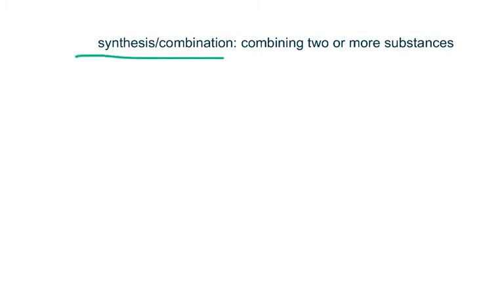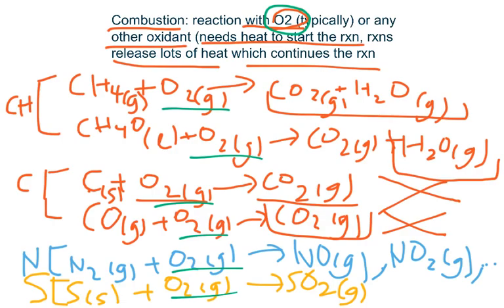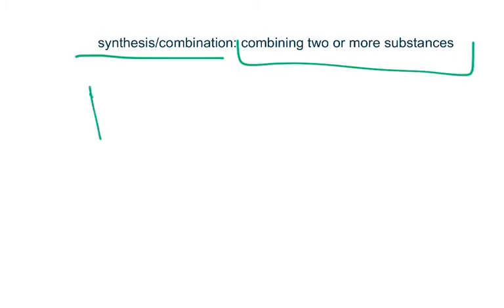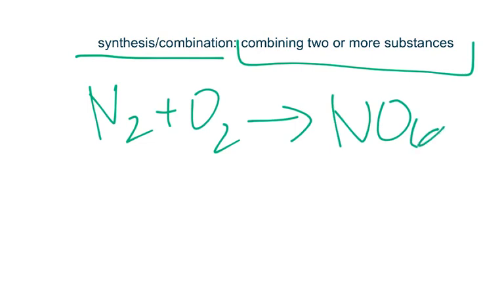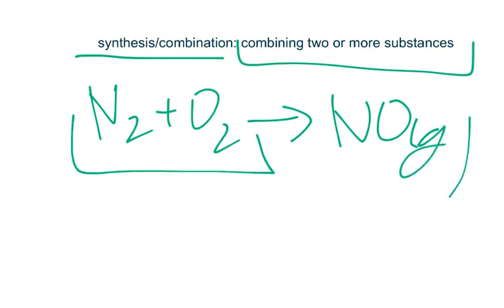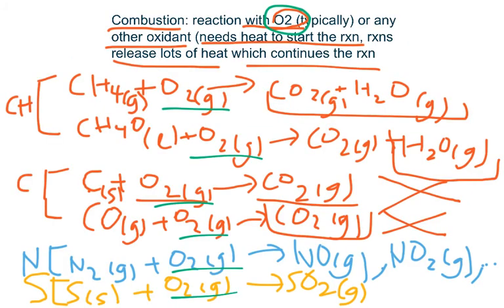They are called synthesis or combination reactions. This happens when you combine two or more substances. So we've looked at combustion reactions, and some of these are actually synthesis reactions as well. For example, N2 plus O2 forming NO gas is a synthesis reaction because you are combining two or more substances to form one substance. And notice how I'm not balancing any of these, because you don't have to have balanced reactions in order to describe what's happening.